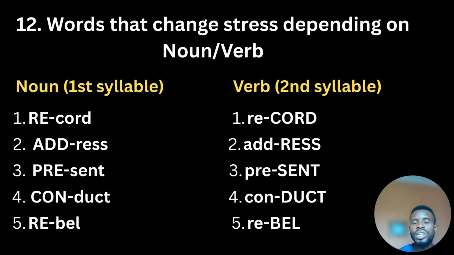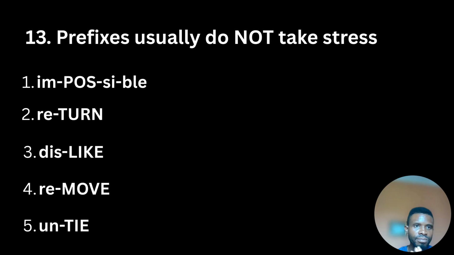And number 12, words that change stress depending on noun or verb. We call this one shifting stress. When the stress is on the first syllable, it is a noun. On the second syllable, it's a verb. So we have record, record, address, address, present, present, conduct, conduct, rebel, rebel. That is shifting stress.